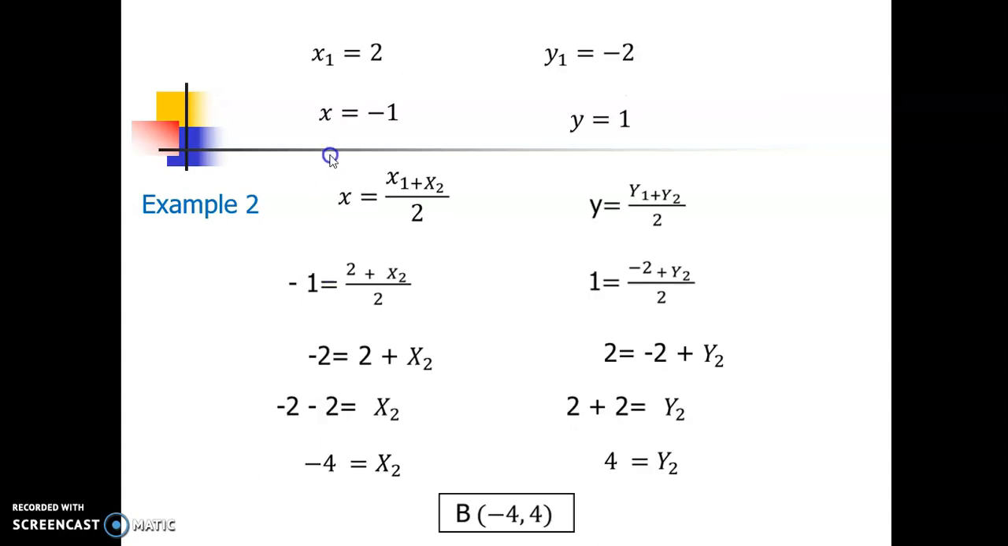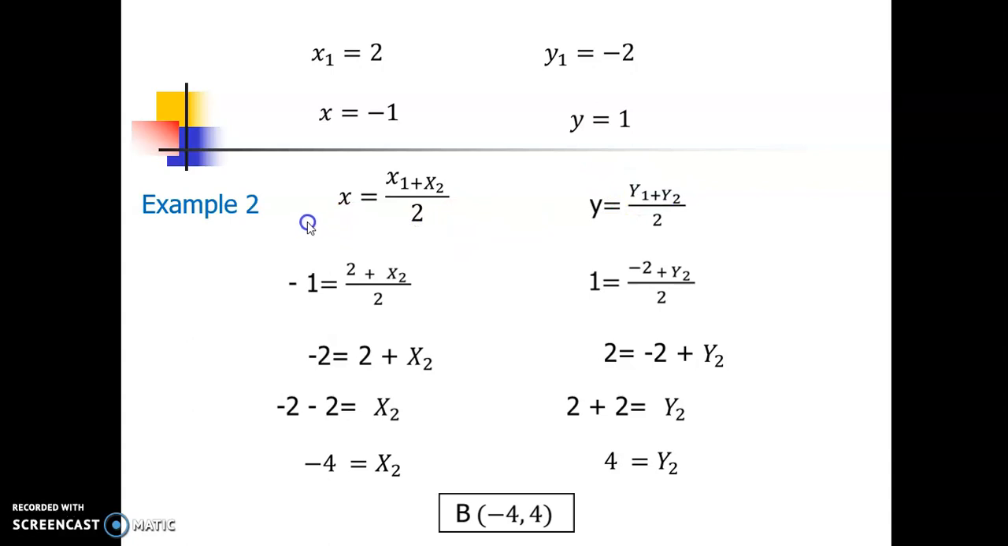Ayan. Ito na siya. X sub 1 natin, ulitin natin, x sub 1 is equal to +2. Y sub 1 natin, -2. X natin, ito yung midpoint. X-intercept is -1. And then yung y natin is equal to 1.